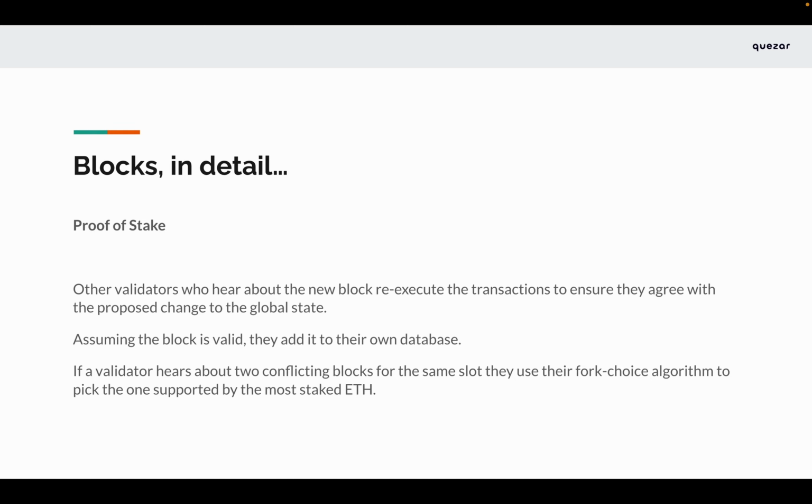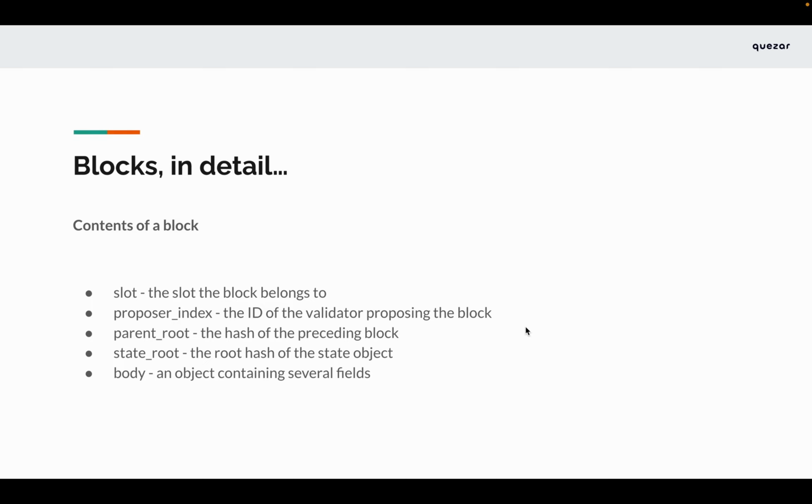Now, what's inside a block? When we talk about the contents of a block, these are the main contents of a block, and some of these might have a lot of data within them as well.